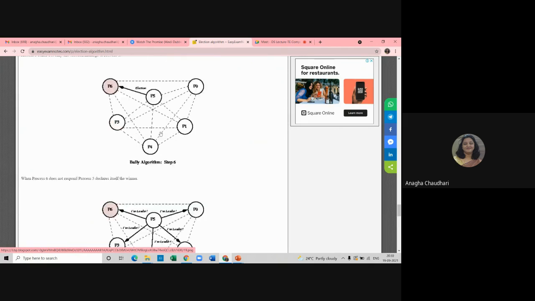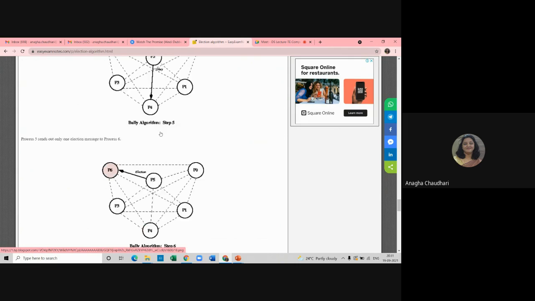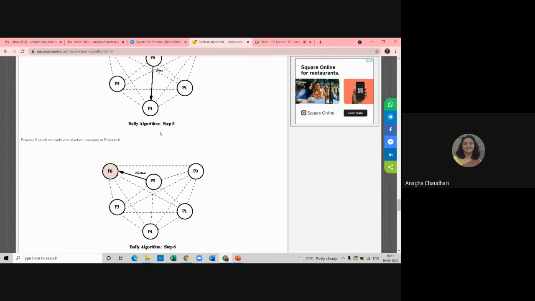Okay, so these are the examples which you have to implement in LP1. One assignment says that you have to implement election algorithms, that is token ring and bully. So I have explained these algorithms step by step with an example. This is the algorithm itself. Now you have to implement it in Java, which is preferred by me.